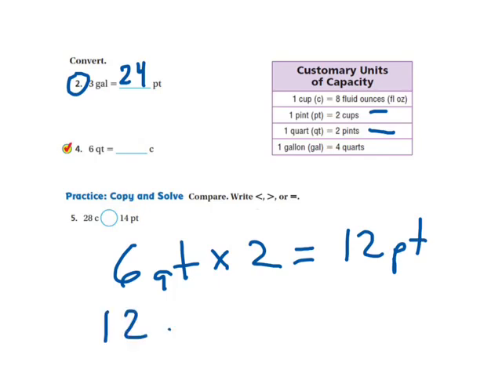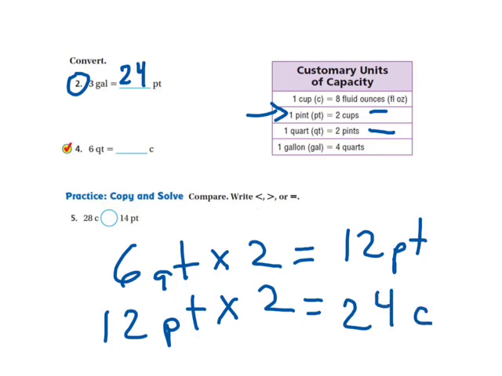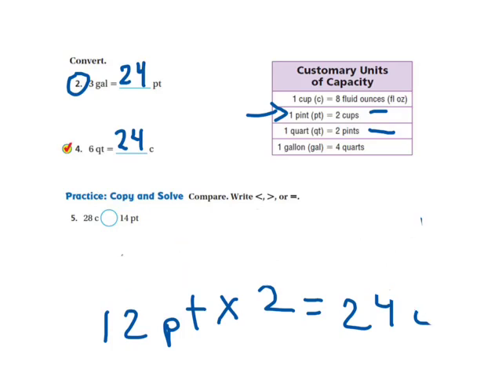Okay, so now I have 12 pints. And now I'm going to convert that to cups. So I know that I'm going from pints to cups, so that's big to small, so that's multiplication. There are 2 cups in a pint, and I multiply that, and I have 24 cups. Oh, look, they're both 24. That's just a coincidence, by the way. So that's how you would do that.